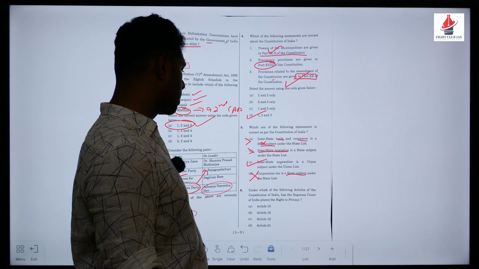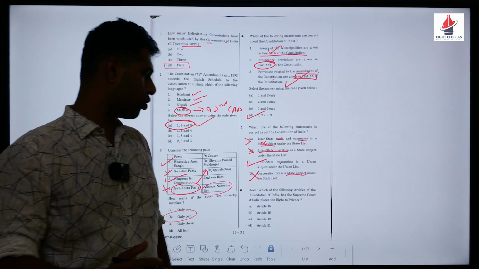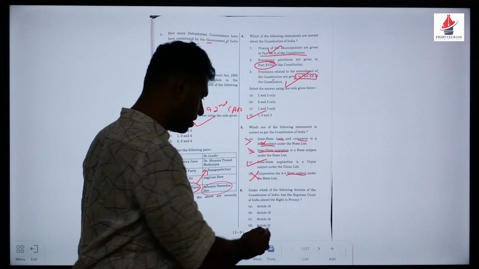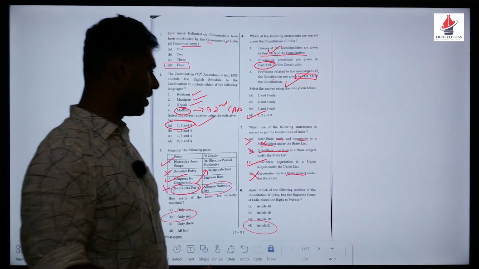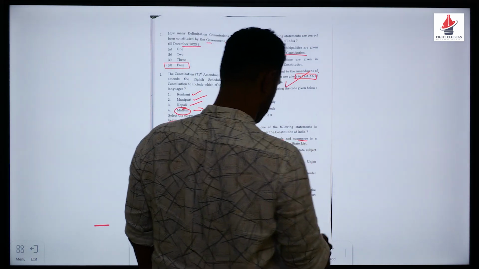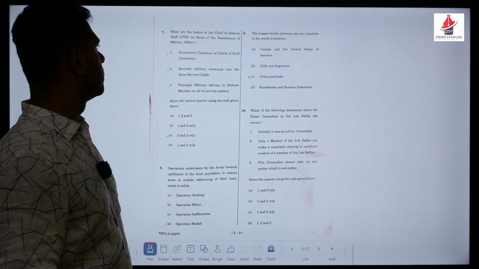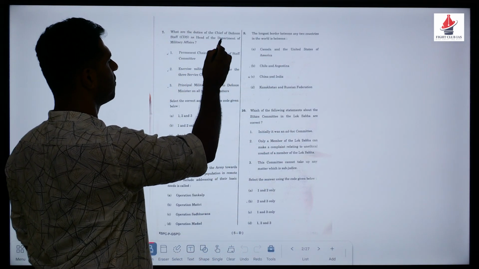Under which of the following articles of the Constitution of India has the Supreme Court of India placed the right to privacy? This is a very simple one. Previous year questions multiple times. It is Article 21, right to privacy. Right. Moving on, guys.